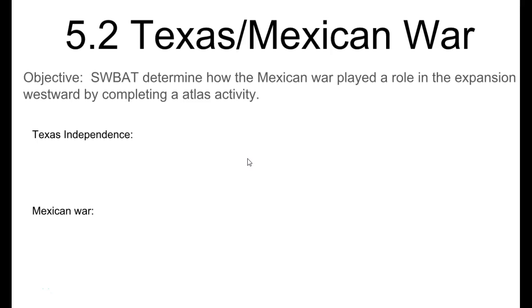The reason why we're focusing on this today is because this helped with expansion, but also caused increased tensions between slave and non-slave states. So the objective for today is to determine how the Mexican War played a role in expansion westward by completing an atlas activity. There's two slides for this lesson, one on Texas independence and one on the Mexican War.